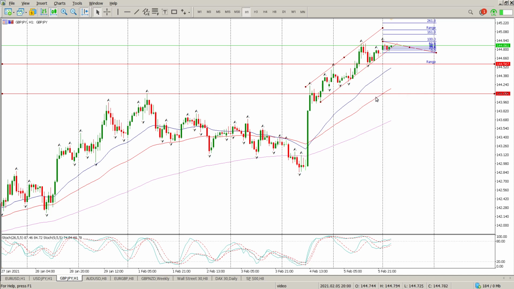So at the moment, this is long. Looking for opportunity to buy into it. It's pretty tight at the moment, so you just have to pay attention to that during the open.